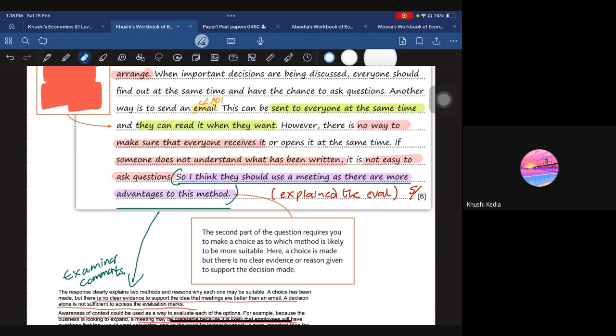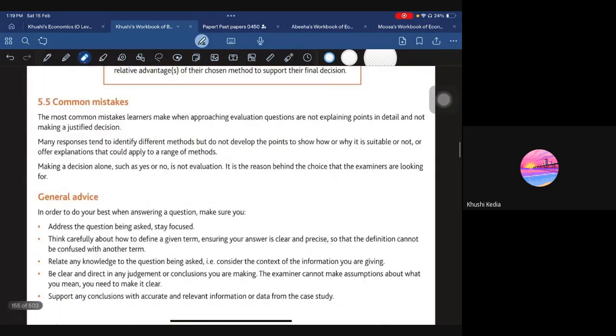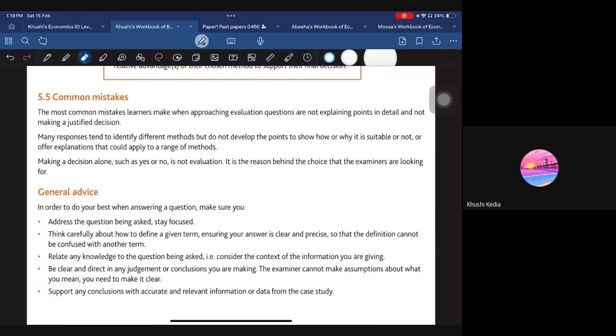So, there is only one formula. Do what is required by Cambridge, not what is required by one specific examiner. You understand? Very good. Excellent. Now we are going to move on and talk about some of the common mistakes.